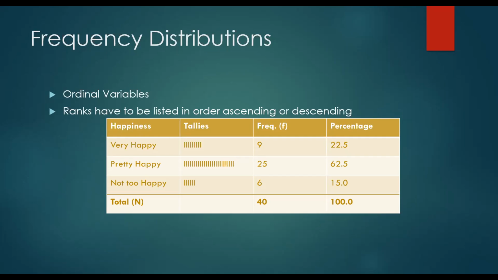So this shows here levels of happiness: very happy, pretty happy, not too happy. And you can see again the frequency, 9, 25, and 6 out of a total N of 40. And then here you can put the percentages as well.